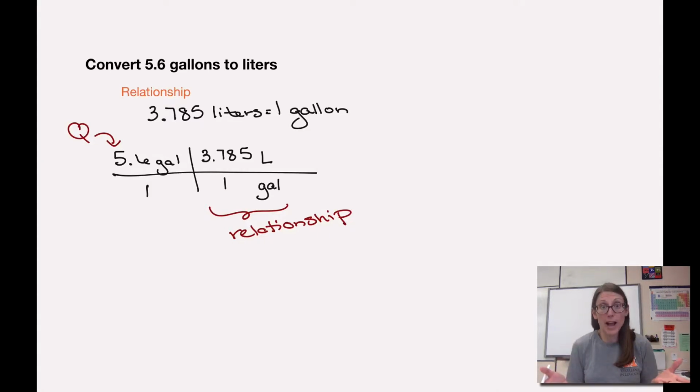Once you have your train tracks filled in, then you're going to multiply the numbers in the numerator and divide by any numbers in the denominator, because these train tracks are really a series of fractions that are all being multiplied together. So you'll take 5.6, multiply it by 3.785, divide it by 1, and when you do that, you get 21.196. And when you go to do your final answer with these unit conversions, I want you to look at the original measurement and see how many significant figures there were. So in this case, there were 2 significant figures in 5.6. And so you're going to round your final answer to 2 significant figures. And so that's 21 liters.